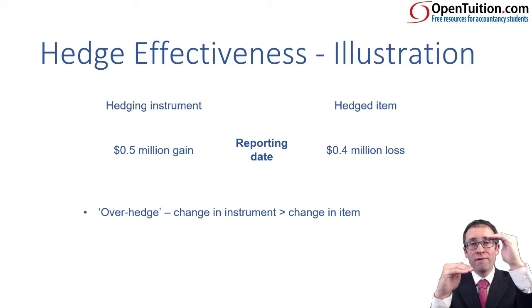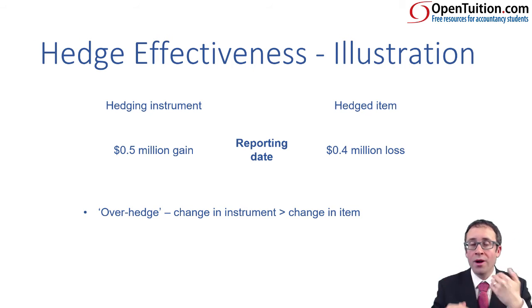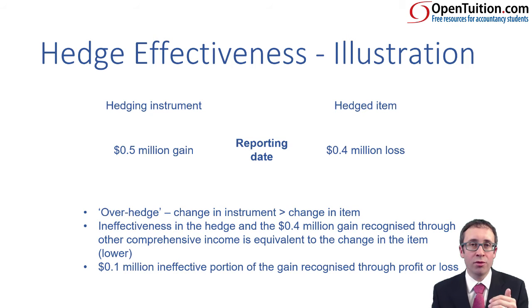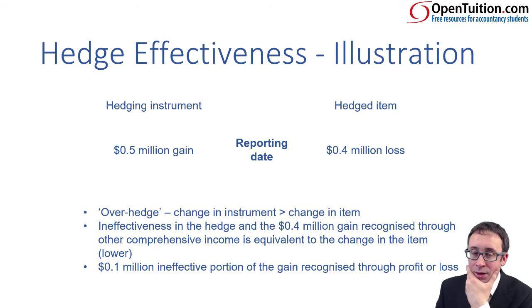But of that 0.5 million, only 0.4 relates to the item. So that's the effective amount, isn't it? So there is ineffectiveness as we are over hedged. The 0.4 million, which is the lower of the two, goes to other comprehensive income, doesn't it? As that is the effective level. And then the ineffective portion, the 0.1 million, goes through profit or loss.